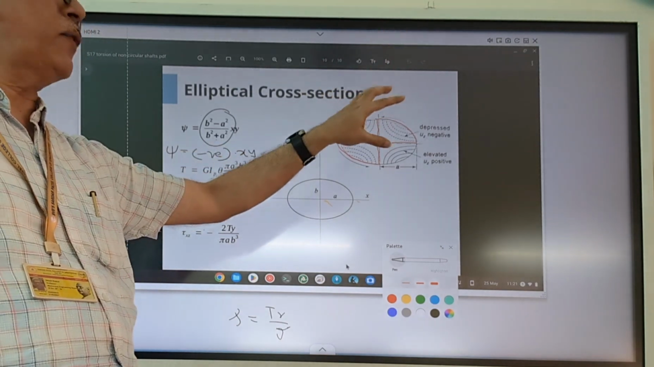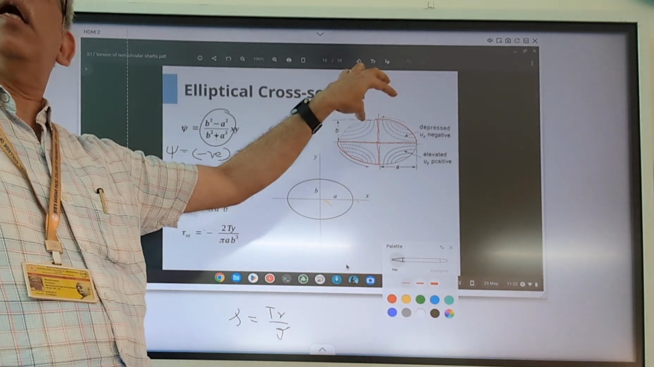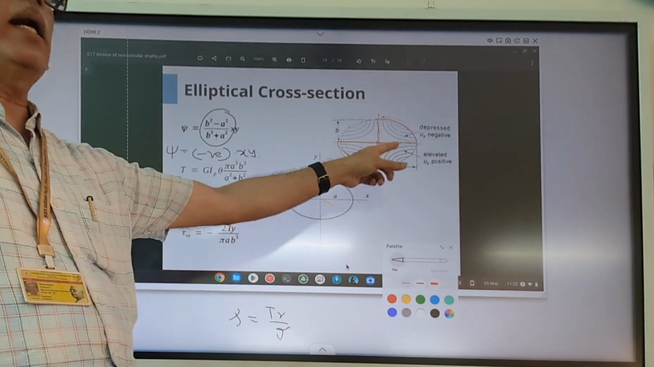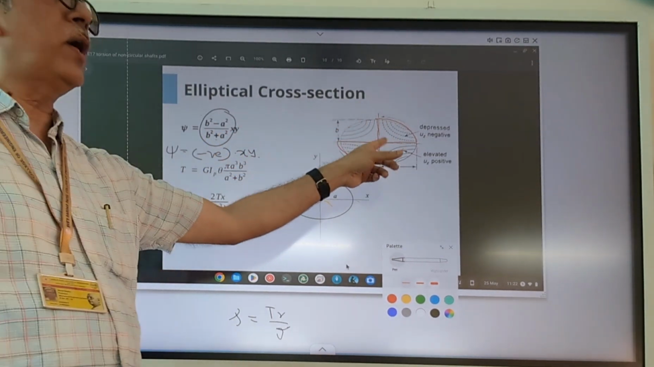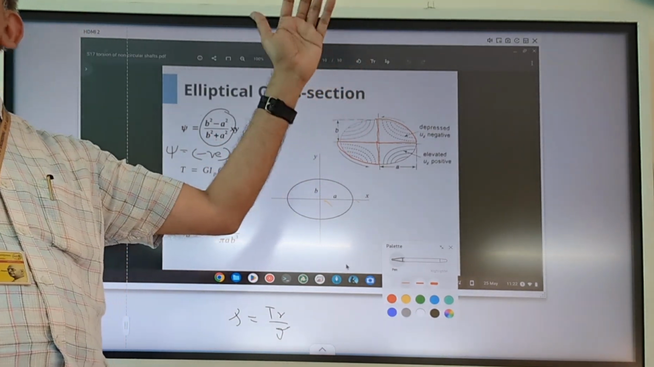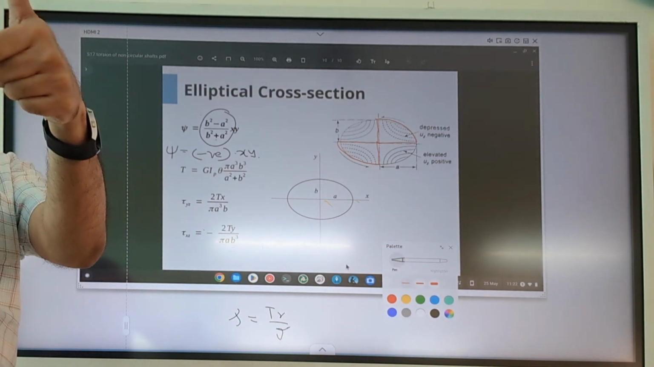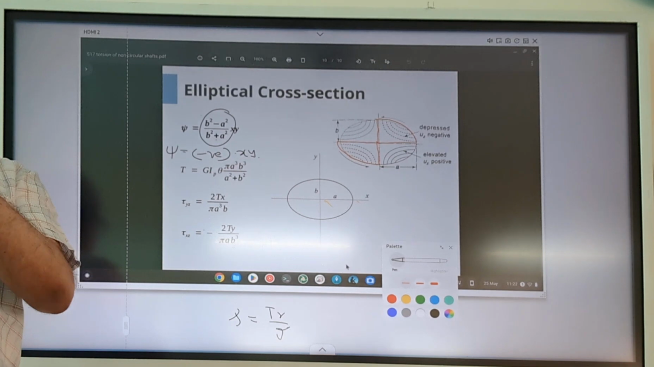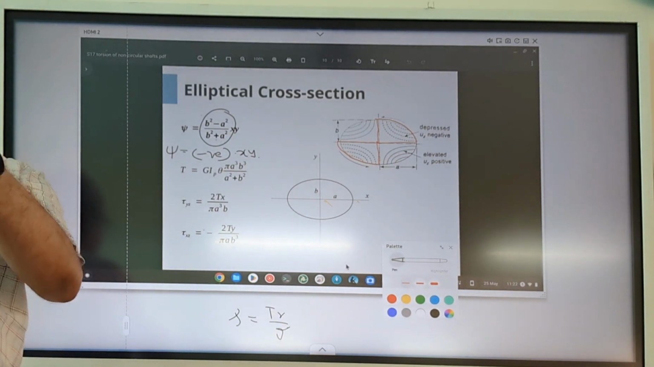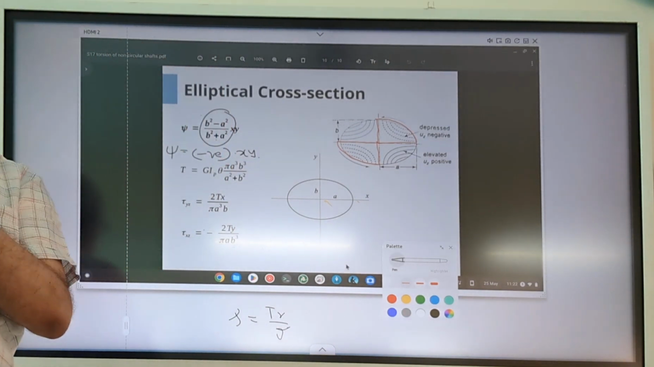So there will be warping. The warping will be such that in the first quadrant and in the third quadrant, the movement of this surface will be inside the board, and in the second and fourth quadrant it will be opposite. So x and y will have opposite signs, so this product will be negative, and these points will protrude out of the board. So if you take an elliptical shaft and apply twisting, you will find that two diagonal quadrants will come out, they will protrude out, whereas the remaining two quadrants will sink in.